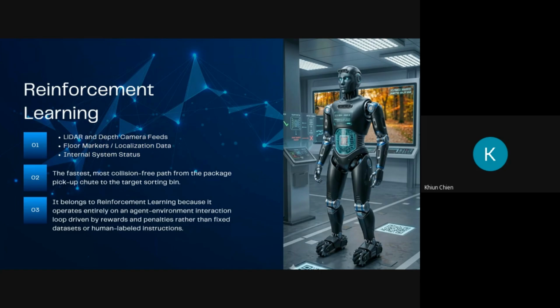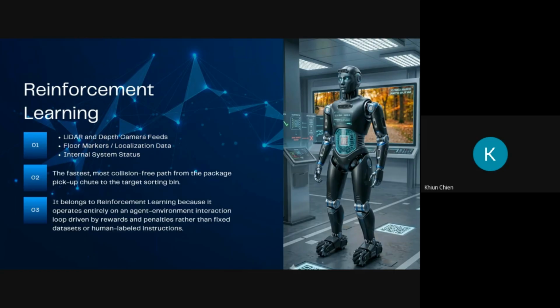So what is the system trying to learn? The robot is trying to learn an optimal navigation policy. This means the fastest, most collision-free path from the package pickup to the target shipping bin.